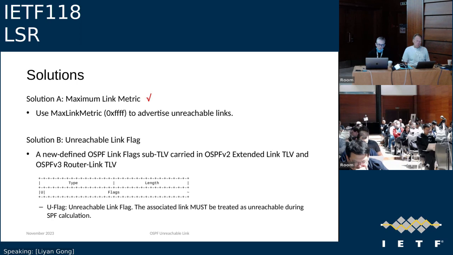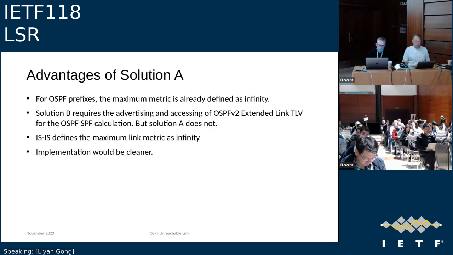The old version proposed two solutions. Solution A, which is retained in the new version, uses the max link metric that already exists to advertise the unreachable links. And solution B uses a new flag to advertise the unreachability. And we chose solution A for several considerations.